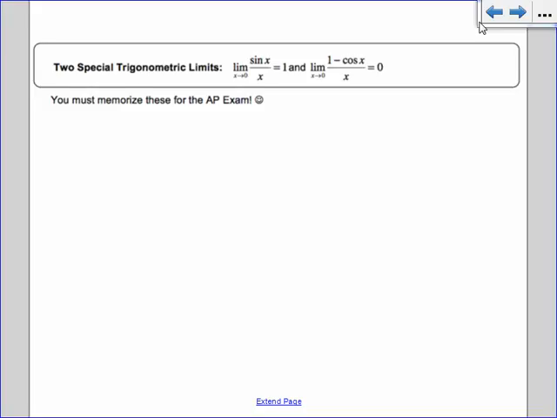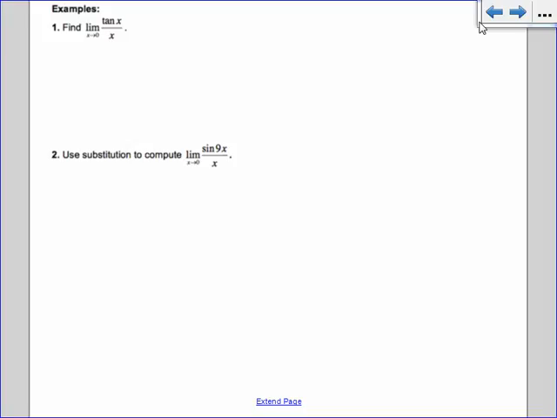So this is one of them. The limit as x goes to 0 of sine of x over x equals 1. And the other one is the limit as x goes to 0 of 1 minus cosine of x over x equals 0. Okay, so these are interesting limits. You need to know both of them. We're going to use them in these next couple questions.